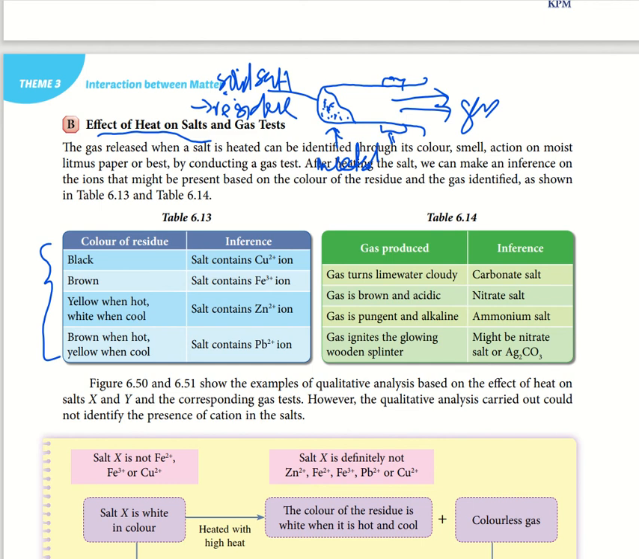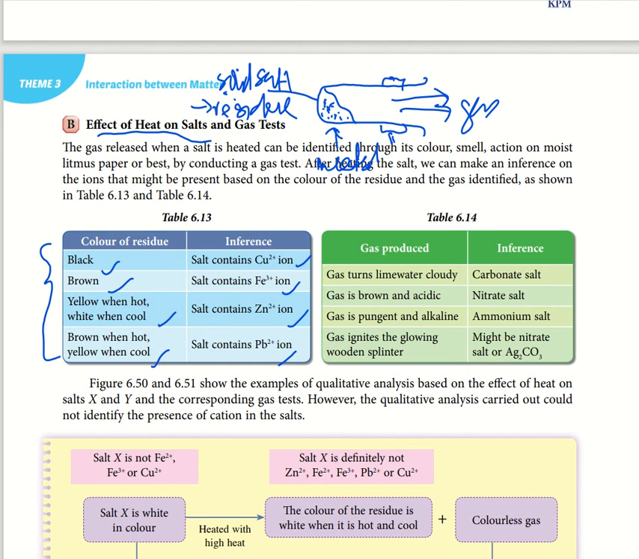The residue is metal oxide. If the color of the residue is black, it contains copper(II) ion salt. If the color of the residue is brown, it is iron(III) salt. If the residue is yellow when hot and white when cold, it contains zinc ion. If the residue is brown when hot and yellow when cold, it contains lead(II) ion. So you have to memorize this.